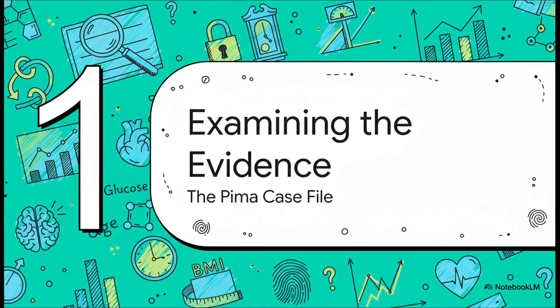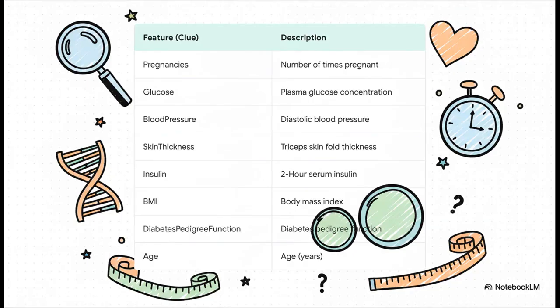In this case, we're working with a real-world dataset, packed with health records from a specific group of patients. So let's open it up and see what we're dealing with. Okay, here they are, our 8 initial clues. We've got some pretty straightforward ones like age and BMI, right? Then we have some more clinical measurements like glucose and insulin levels. We even have this thing called the diabetes pedigree function, which is basically just a fancy score for genetic risk based on family history. But here's the real question. Are all of these clues equally important?